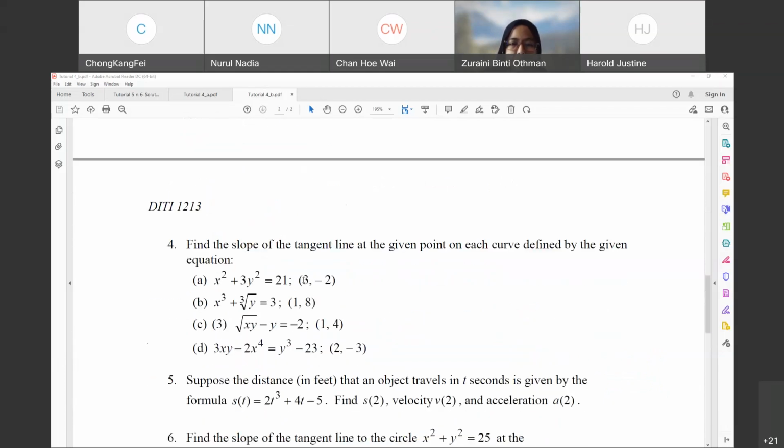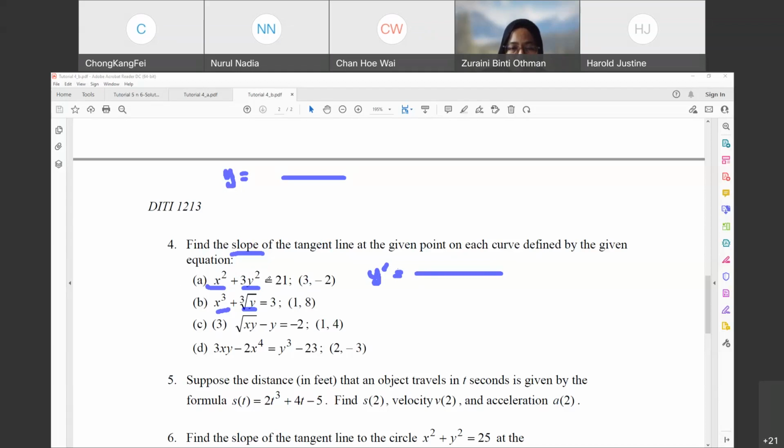Number 4. Okay, yang ini juga menggunakan implicit because it involves x and y in the equation. Dia bukan dalam equation y sama juga dengan apa-apa. So kita nampak tak equation ni. So sekarang dalam equation ni dia minta kita cari slope, meaning that we have to find y prime sama juga dengan equation.